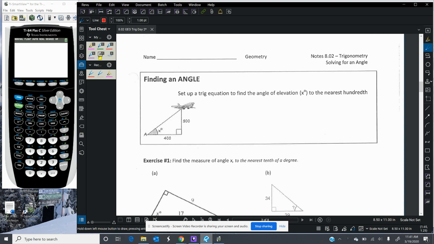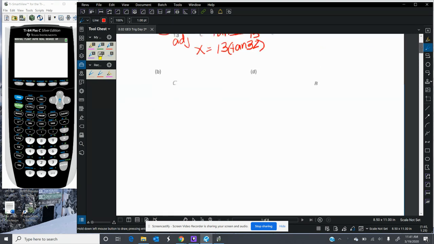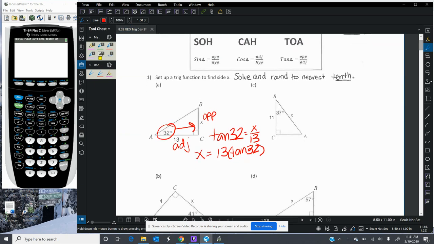Hello again. Here is notes 8.02 on trigonometry. A lot of you were doing very well with finding a side, and let me review for a quick second. Now you don't have this warm up, but I just want you to remember the process here.